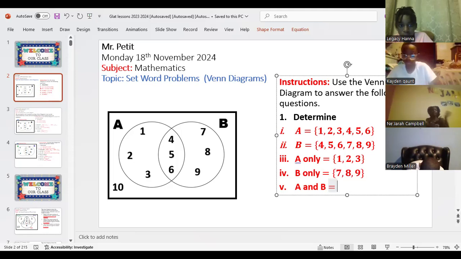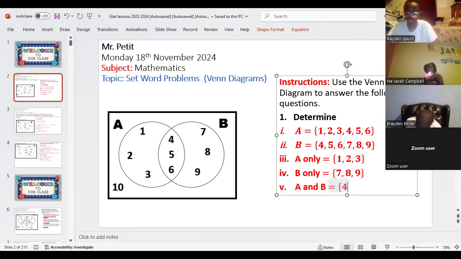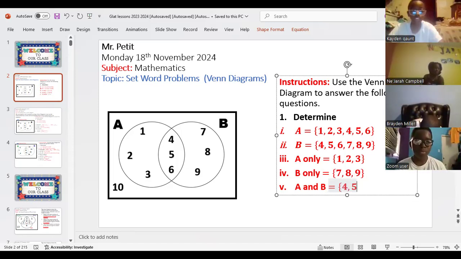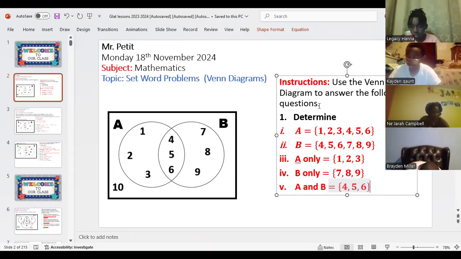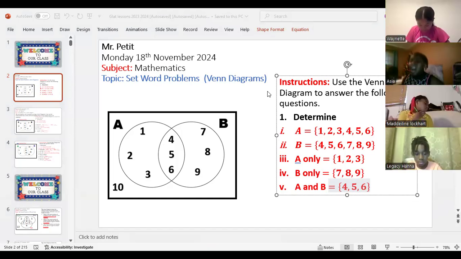Very good. I need you to do the questions now. So A and B is going to be what? 4, 5, and 6. Yes. You're using Roman numerals. Okay, good. So, Allura, what is in A and B? 4, 5, and 6.